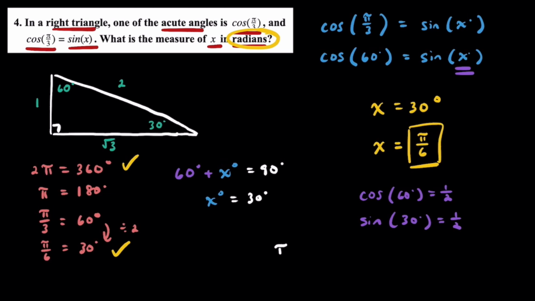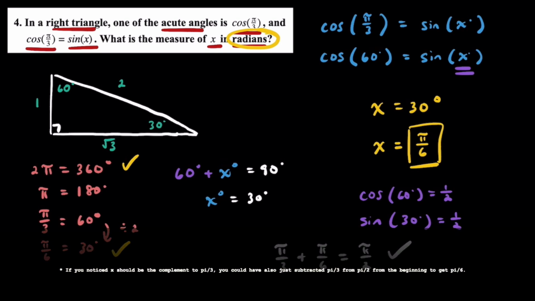And there you have it. Since pi over 3, which is 60 degrees, plus pi over 6, which is 30 degrees, equals pi over 2, then we know that sine of one of them is going to equal cosine of the other.